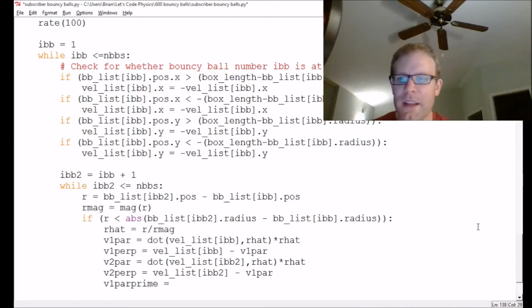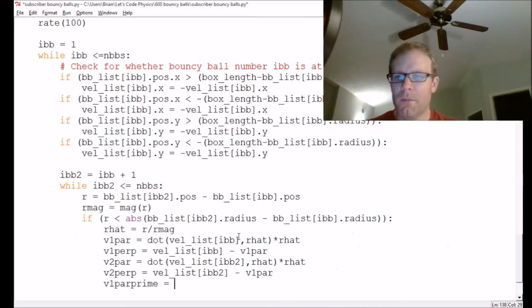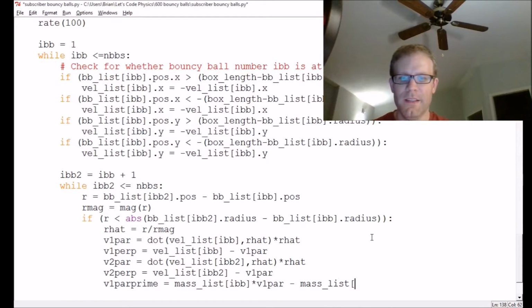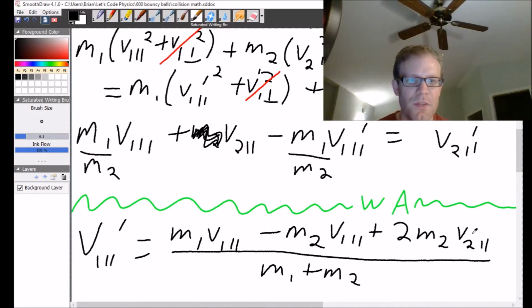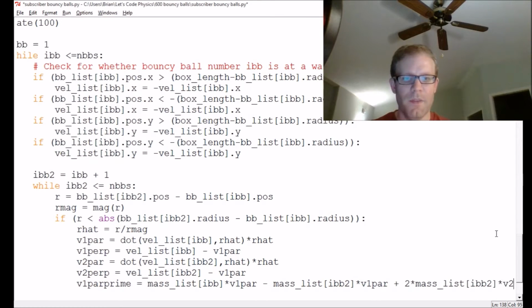And so I'll put that into the calculation here. So what I need is an M1 V1 parallel. So I take mass list IBB times V1 parallel. Subtract from that M2 V1 parallel, so mass list IBB2 times V1 parallel. And then I add to that 2 M2 V2 parallel. So I say 2 times mass list IBB2 times V2 parallel.